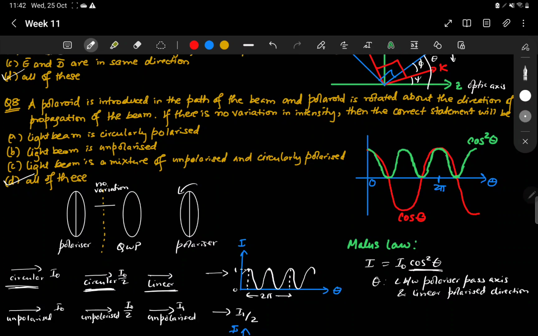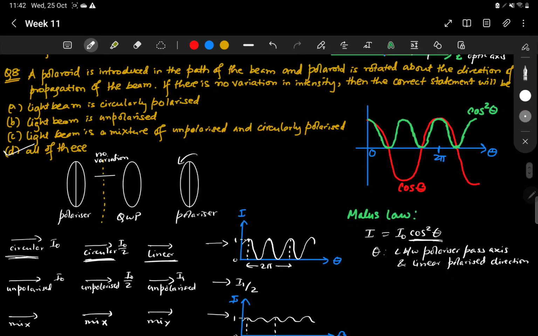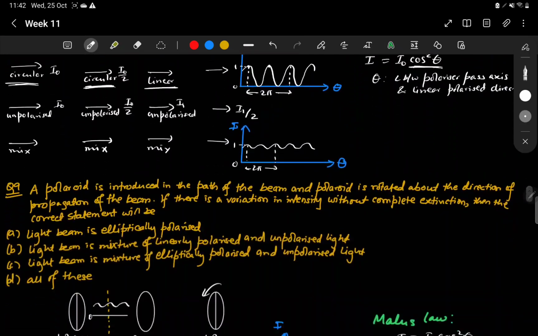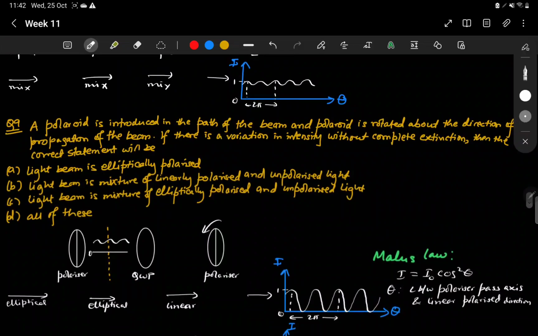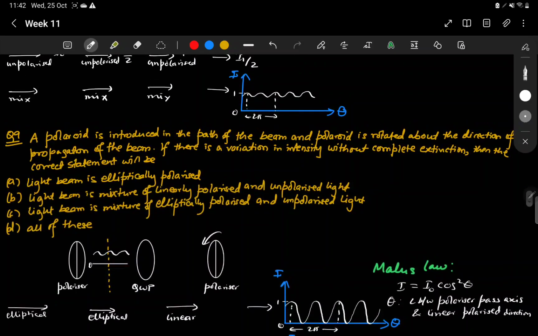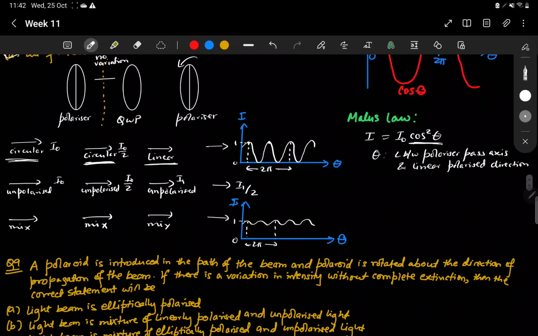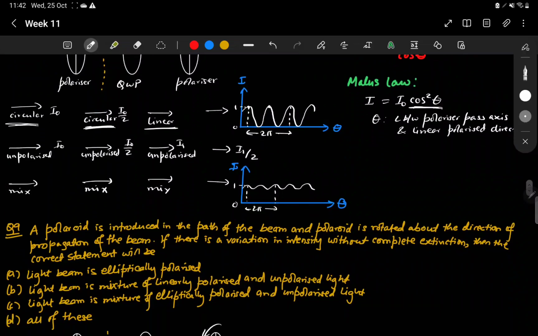And we can distinguish between these three cases A, B and C by adding another quarter wave plate and a polarizer after the first polarizer. And based on the outcome after the second polarizer, we can distinguish the different cases.